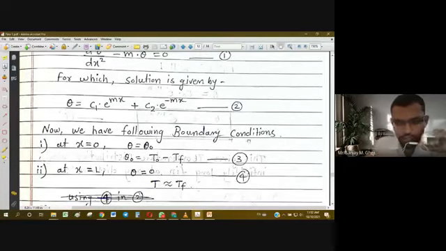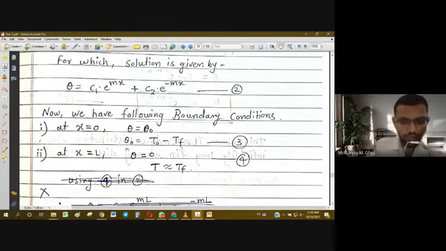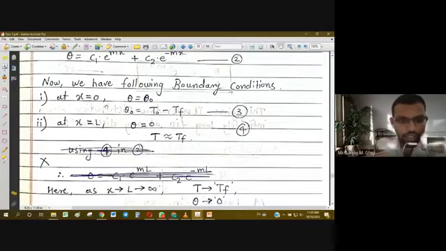Now we have to apply boundary conditions. For this case, at x equal to 0, that is at the base, the temperature is T0. So the temperature difference theta is equal to theta 0. The temperature difference is given by T0 minus Tf; Tf is constant, and theta is defined as T minus Tf. So with T equal to T0, we get T0 minus Tf, which is a constant value. The temperature difference theta at the base is denoted by theta 0, equal to T0 minus Tf. This is one boundary condition, at the base.